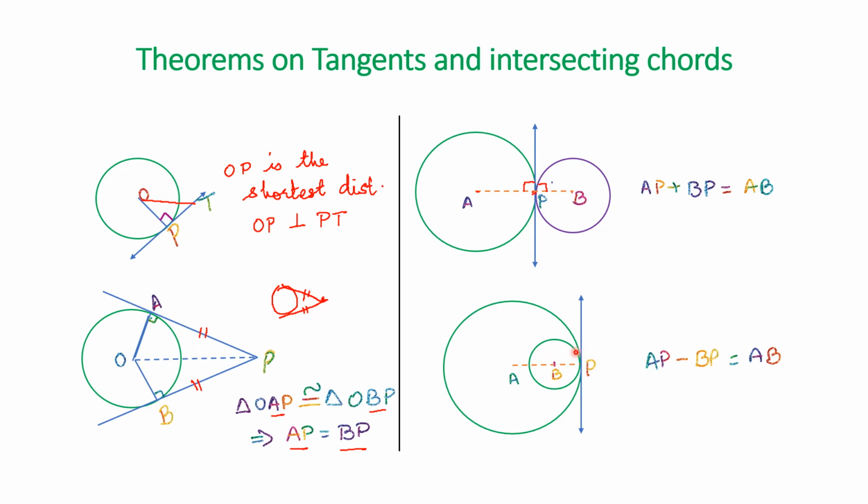But if the circles are touching each other internally, then AP is again going to be a perpendicular distance and BP is also going to be a perpendicular distance, and you will get the distance between the centers of the two circles by doing AP minus BP. That is AP minus BP will give you the distance between the two centers. Here the distance between the two centers you will get by adding them, that is AP plus BP.